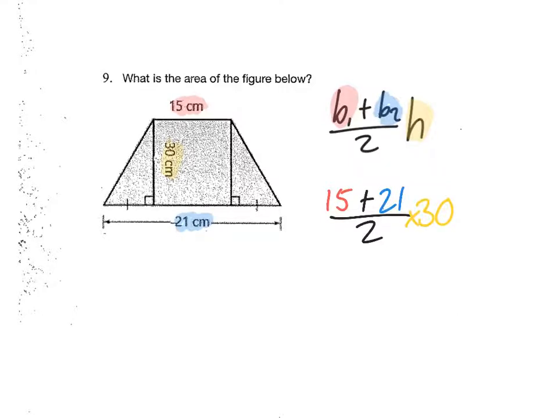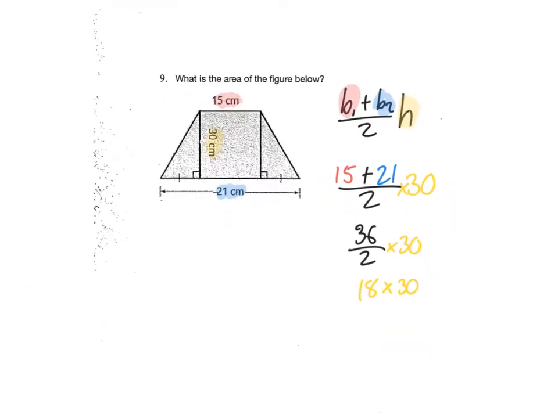When I add the 15 and the 21, I have 36 over 2, and I still have to multiply that times the height. 36 divided by 2 is going to be 18. So I have 18 times my 30. And then I do 18 times 30, and I get 540.